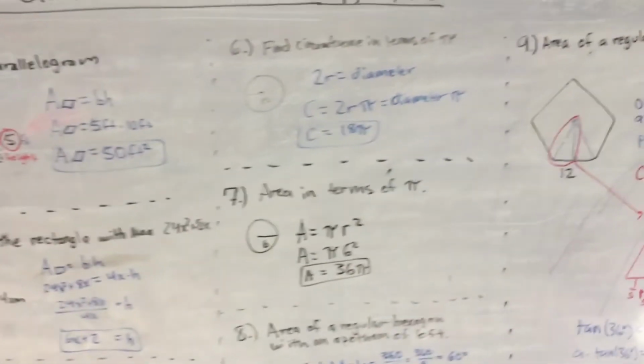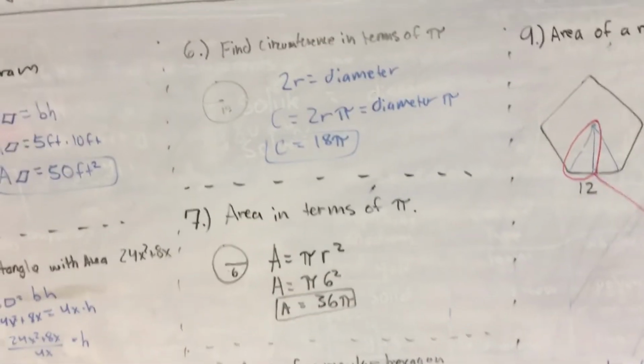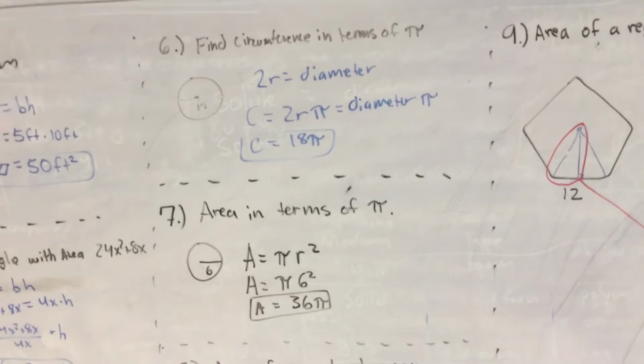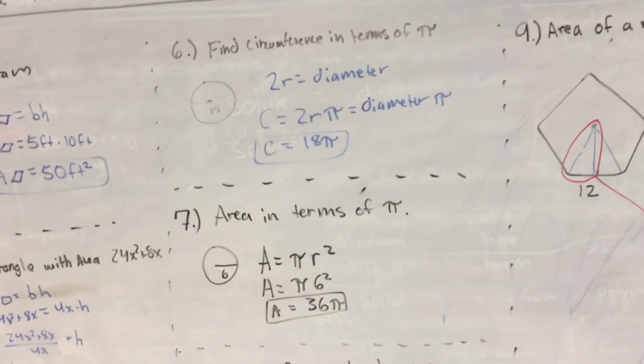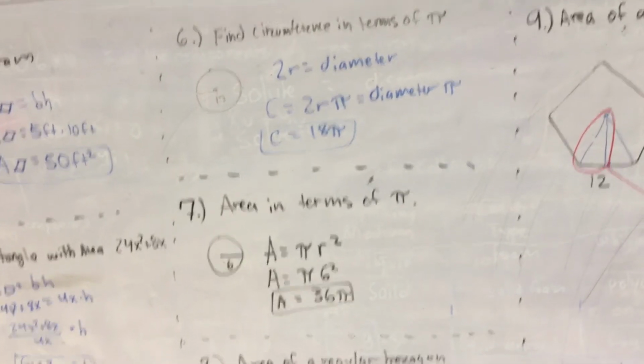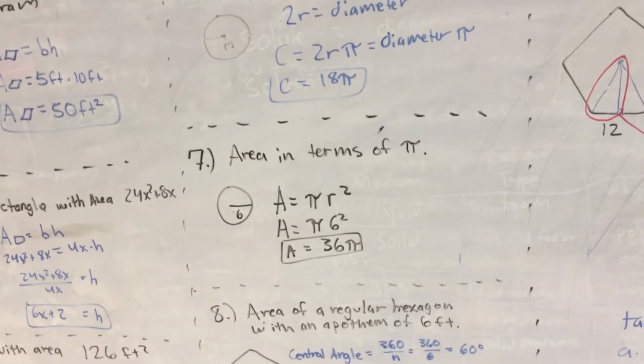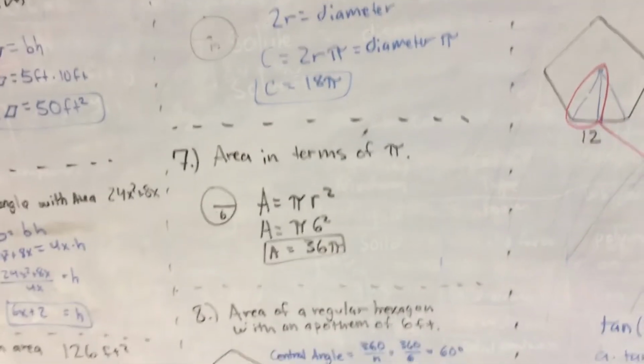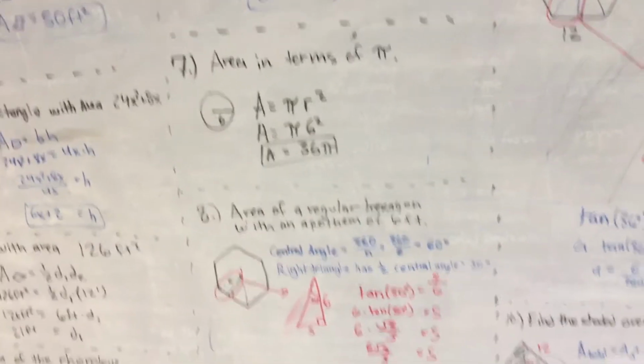6 and 7 are very easy. We're just using the formulas for circumference and area of a circle. Circumference is equal to the diameter times pi. The diameter is 2 times the radius. Area of a circle is equal to pi times the radius squared. We just plug the numbers in, and we're good to go.